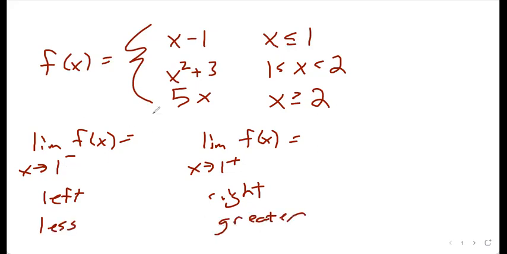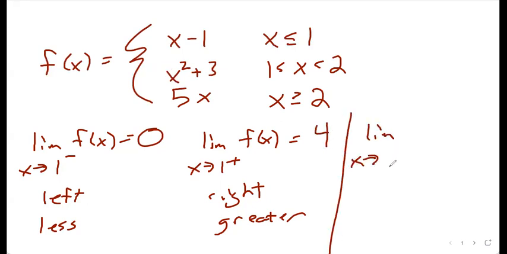So numbers approaching less than 1 would occur here. And so you start by directly substituting in a 1. If you do that, you get 1 minus 1 is 0. So from the left end, you're going to get the y value is 0. On the right end, when it's approaching from greater than 1, well, that's right here when it's greater than 1. If you substitute in right here and plug in a 1 for x, you get 1 squared plus 3 is equal to 4.